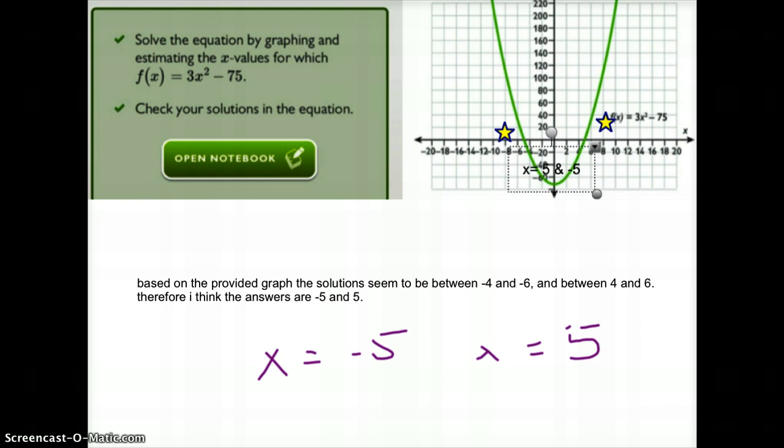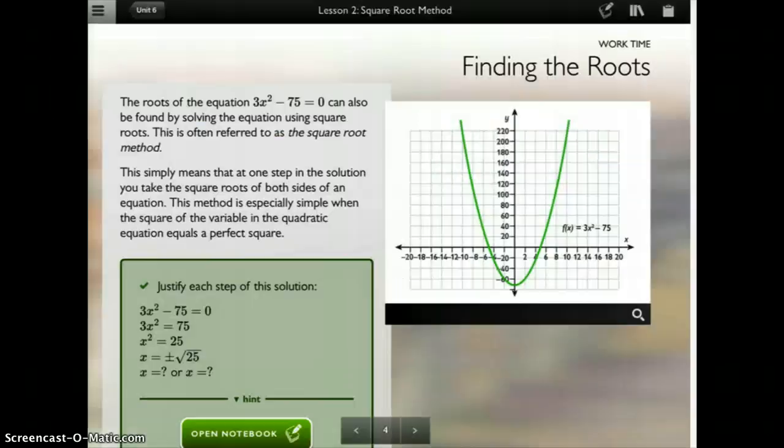Okay, in the next slide, it's going to actually show us how to solve it. The roots of the equation 3x squared minus 75 equals 0. So this part's really important. Remember, we used to have f of x equals, or we would have y equals. So this is going to represent our y value. It can also be found by solving the equation. Now solving, remember, key words here, that means solutions. Solving the equation using the square roots. This is often referred to as the square root method.